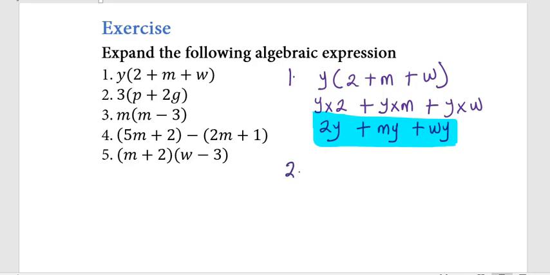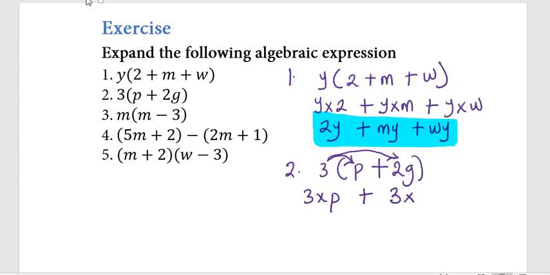Question number 2 says 3 brackets p plus 2g. Okay, let me just write my plus. 3 brackets p plus 2g, so use this 3 to multiply this like we did before, and use this 3 again to multiply what we have here. So from here we'll have 3 multiplied by p plus 3 multiplied by 2g. At this point, 3 multiplied by p just gives you 3p.